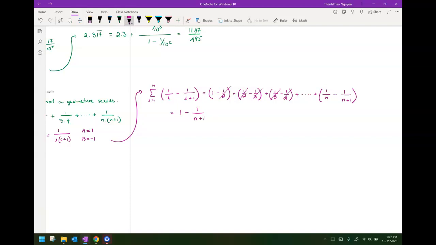Now let's see what happens when n becomes sufficiently large. The limit as n approaches infinity of f sub n is equal to the limit as n approaches infinity of 1 minus 1 over n plus 1. This is equal to 1. So the series converges to 1. So the sum from n equals 1 to infinity of 1 divided by n times n plus 1 is equal to 1.